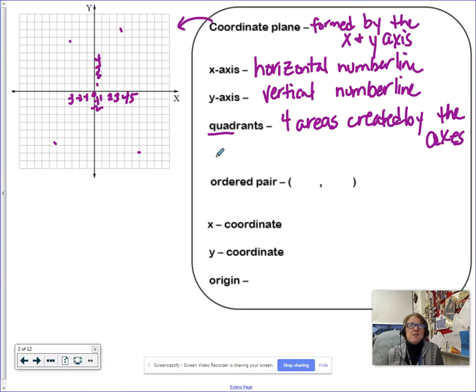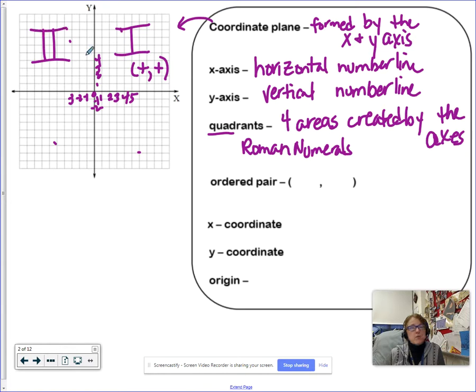Now, here's the deal. When we number them, it is customary to use Roman numerals to name these things. Okay, so right up here, it looks like a capital I. That's really quadrant number 1. And all of the points in quadrant number 1 have a positive x value and a positive y value.